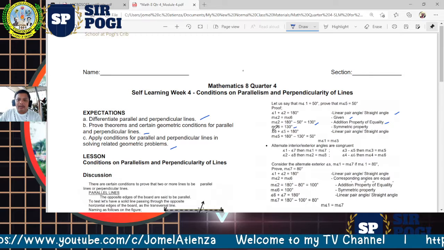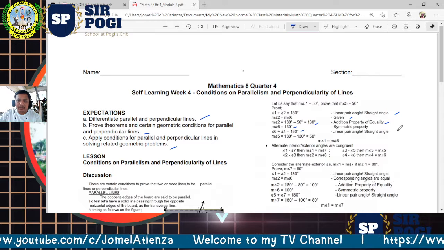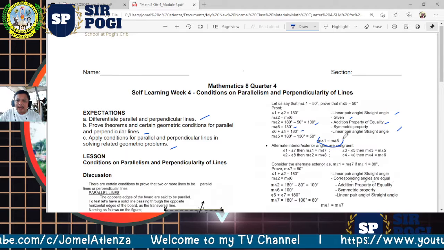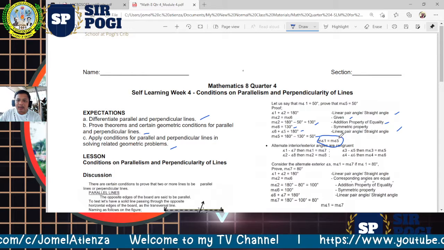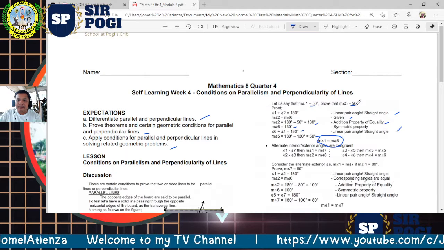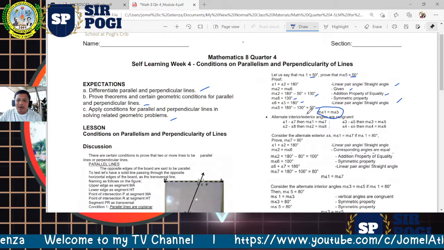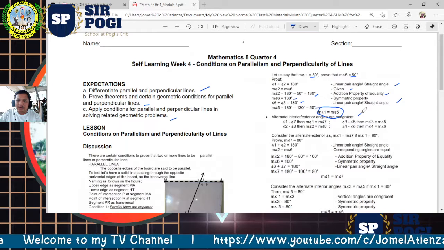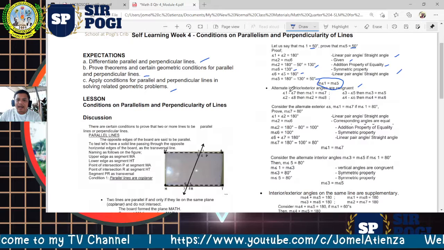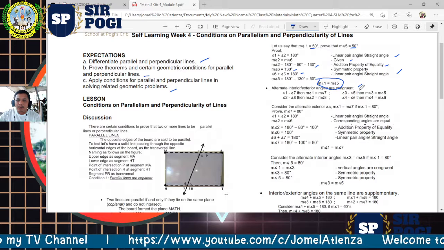So therefore, the measure of angle 6 plus the measure of angle 5 is 180 degrees. So linear pair po ulit yun. So therefore, masasabi po natin na ang measure of angle 1 is equal to the measure of angle 5. Okay? Equal po sila. So, alternate interior or exterior angles are congruent. Kagaya po ng natalakay natin last meeting, ang interior at exterior alternate angles ay equal or congruent.